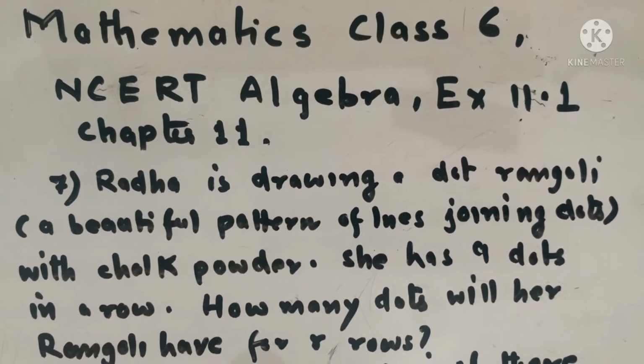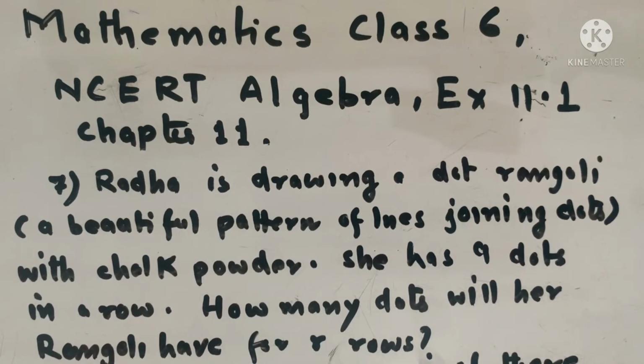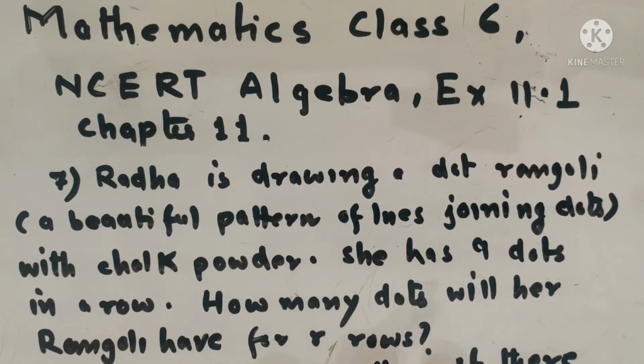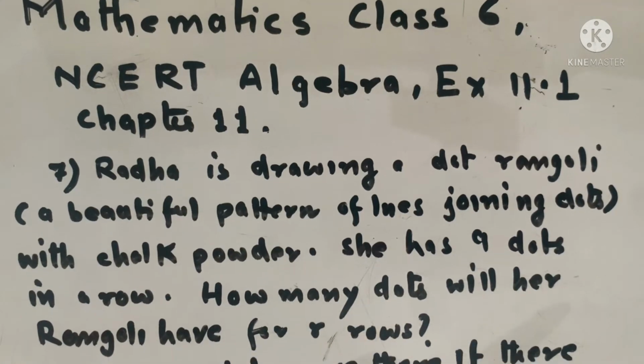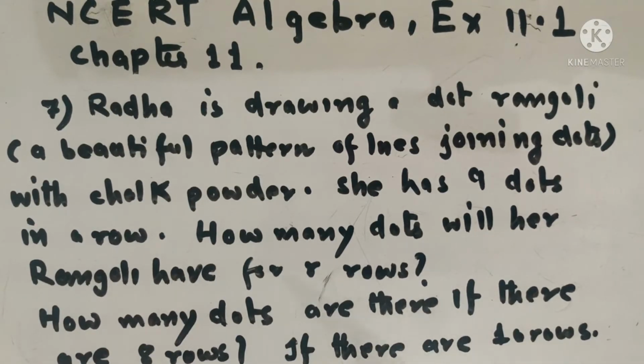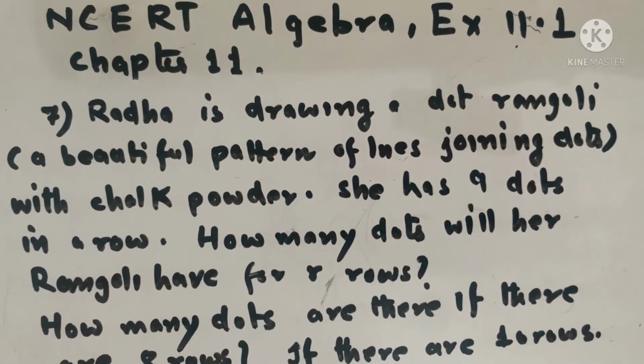Question number 7 is given that Radha is drawing a dot rangoli, a beautiful pattern of lines joining dots with chalk powder. She has 9 dots in a row. How many dots will her rangoli have for R rows? It is asking how many dots will be in R rows. Second, how many dots are there if there are 8 rows, and if there are 10 rows.